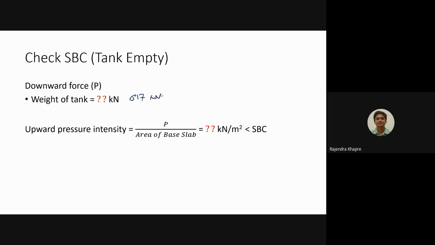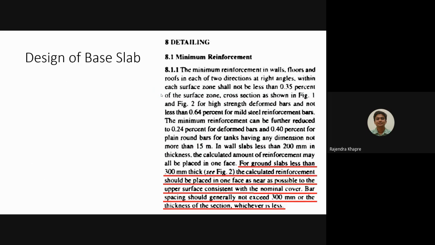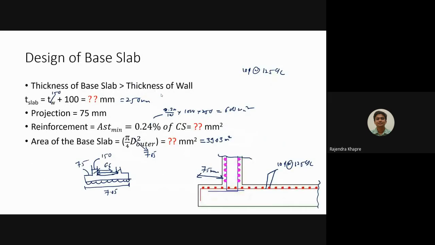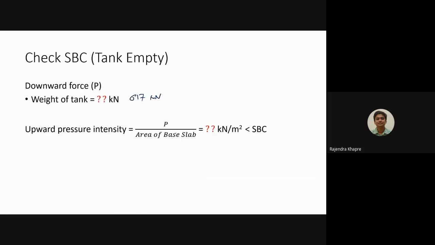बराबर है. So we have to calculate the upward pressure intensity. So for calculating upward pressure intensity, whatever load is there divided by the base area. So we have already calculated the base area of the tank as 39.03 meter square. Okay, this we have already calculated. So this is 39.03 meter square, whereas the pressure is 617 kilonewton. How much is this? 617 by 39.03.